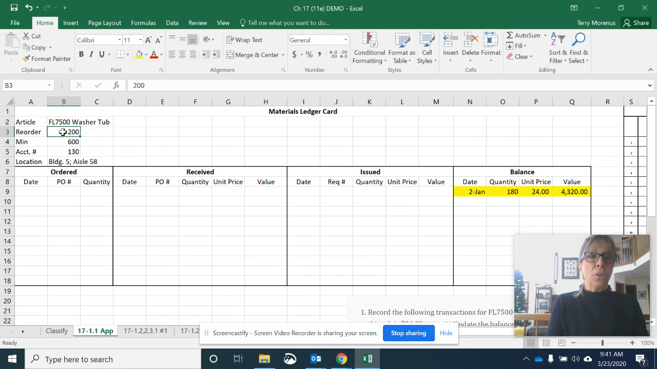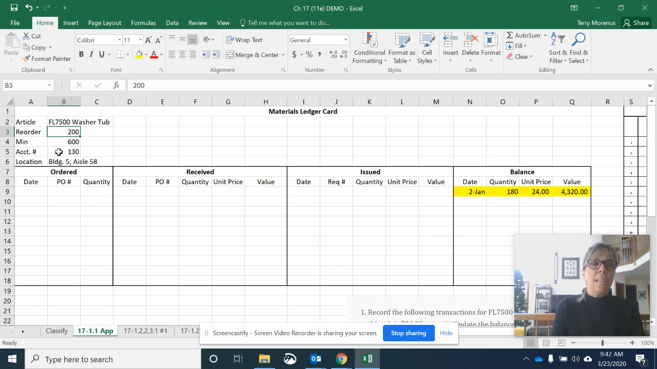The time to reorder would be if you are at under 600. So that's the minimum amount of washer tubs that we would have where we should be ordering. So the reorder minimum amount is 200 washer tubs. All right. So if we have under 600 in the warehouse, we need to reorder at least 200. Okay. Does that make sense?